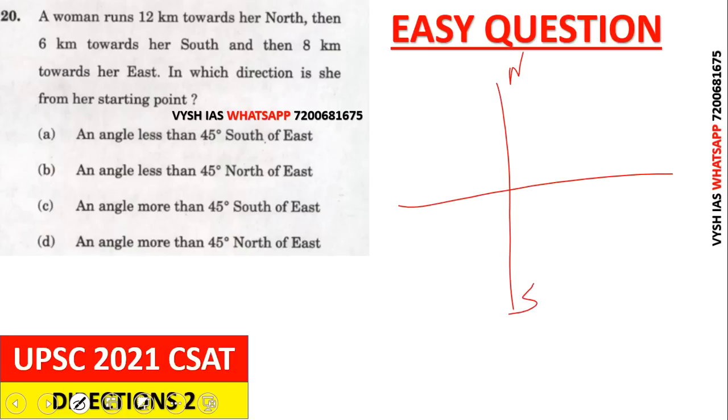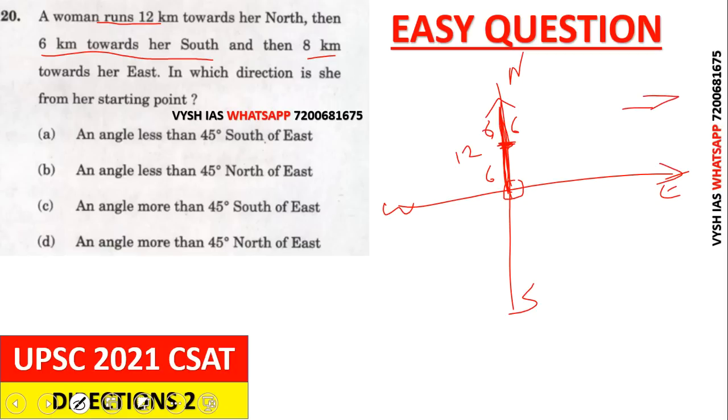North, south, west, east. A woman runs 12 kilometer towards her north. I told you, always consider the center. 12 kilometer towards her north. Okay, she went like this. So this is 12. Then 6 kilometer towards her south, meaning she is returning back. She went from here to here, 12 kilometer, and then she is returning back to midway, 6 kilometer. Okay, so this is 6, this is 6, both are 6. In the middle point she returned and reached here. Then 8 kilometer towards her east. East is where? East is this side.